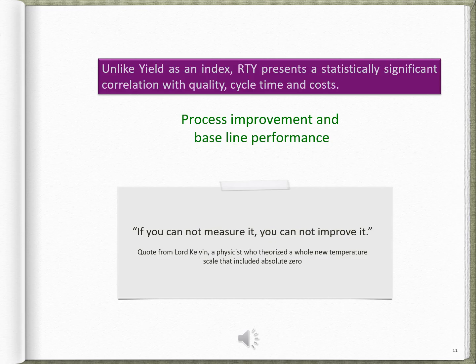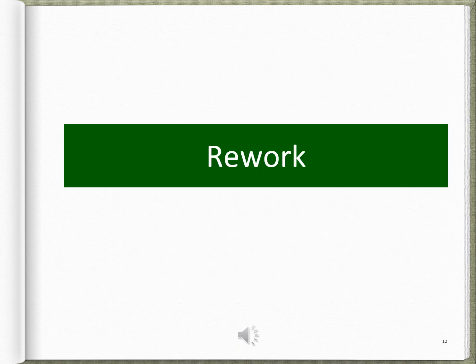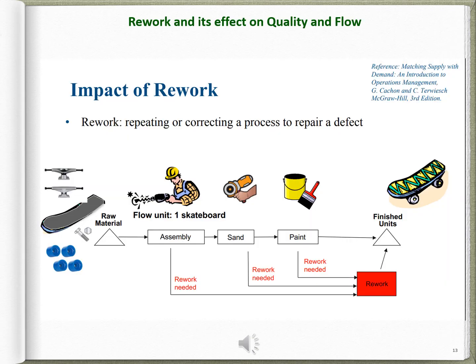At this point, it is essential to state that to improve a process, it is vital to have a baseline performance to compare. Remember, if you cannot measure it, you cannot improve it. Now, let's dive deep into the concept and implications of rework. Rework in the current manufacturing process affects quality and flow. Rework is understood as repeating or correcting a process to repair a defect.